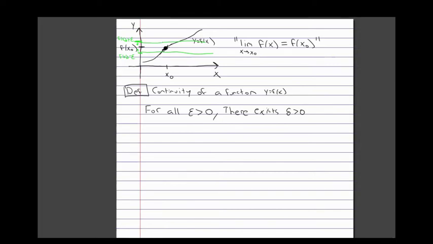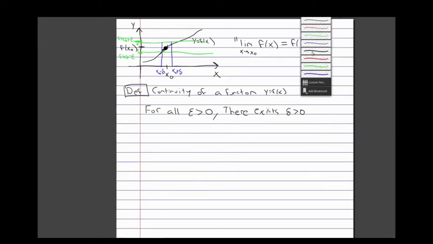So I'll draw, this is a delta that works. This right here is x naught plus delta. This is x naught minus delta. So for all epsilon greater than 0, there exists a delta greater than 0, such that we have the following implication.